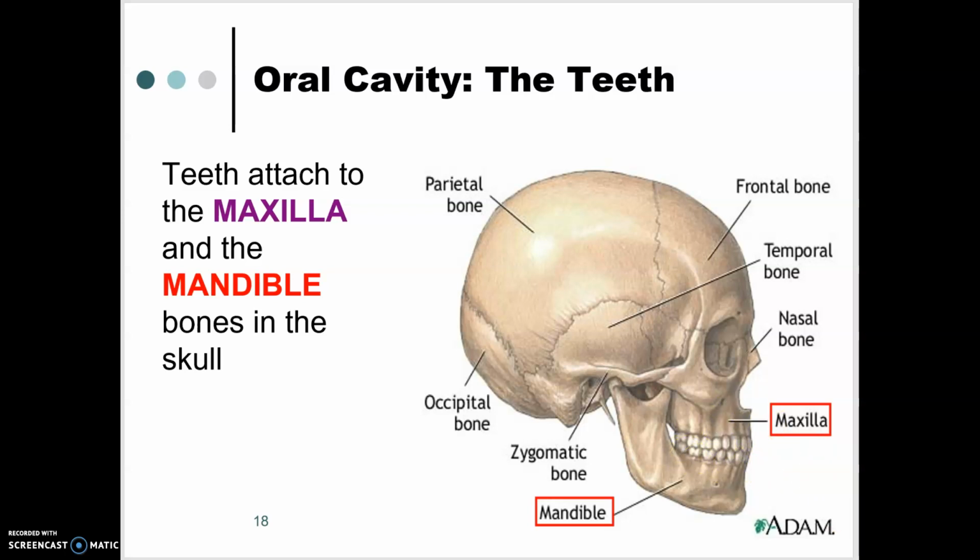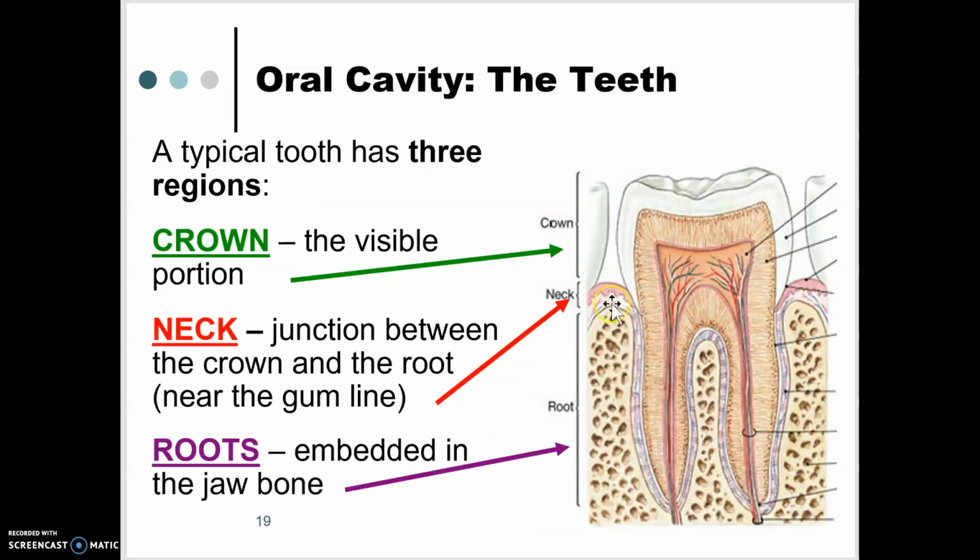So here's a look at the two bones that make up the mouth, and then we're going to move into the teeth. I'm not going to expect you guys to know every detail about teeth, but you should know some of the anatomy. In this slide here, we're going to show you three different sections that are important. You have the crown, which is the visible portion of your tooth. So if you go to the mirror now and you put a big smile on, all you're going to see are crowns.